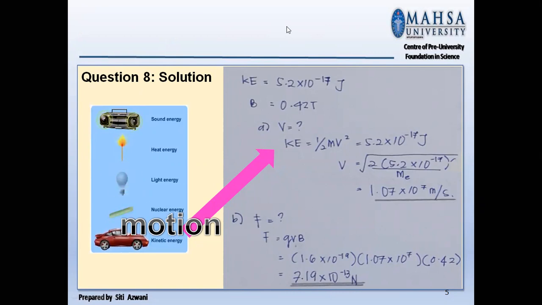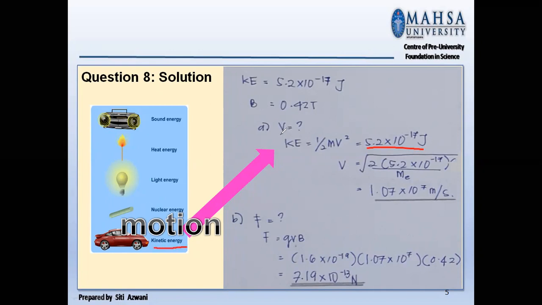So what is the type of the energy for this question? Actually, it's talking about the motion of the charged particle. You have a charged particle moving with the energy, 5.2 times 10 power negative 70 joule. So what is the type of the energy? Now we're talking about the motion, so it's talking about the kinetic energy.